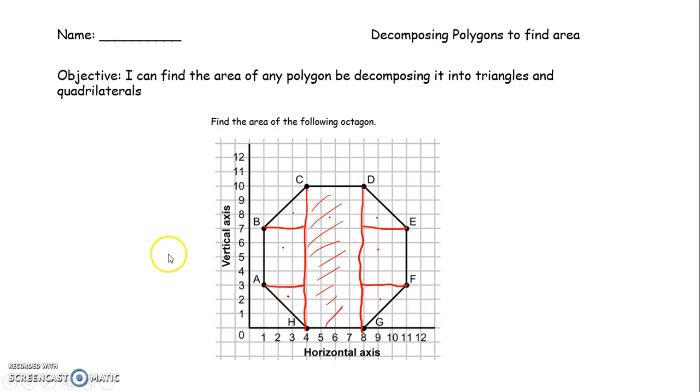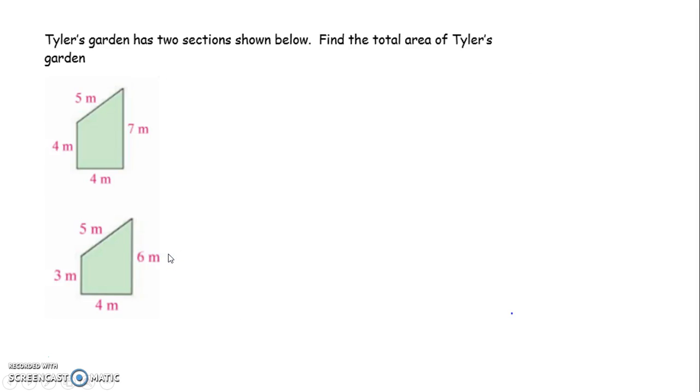Let's take a look at an example. Tyler's garden has 2 sections in it. Find the total area of his garden. Okay, so if I look here, this is a quadrilateral, 1, 2, 3, 4 sides. But you might not know a formula for finding, this is actually a trapezoid. You might not know the formula for finding the area of a trapezoid. Oh, look, and there's another beautiful trapezoid.